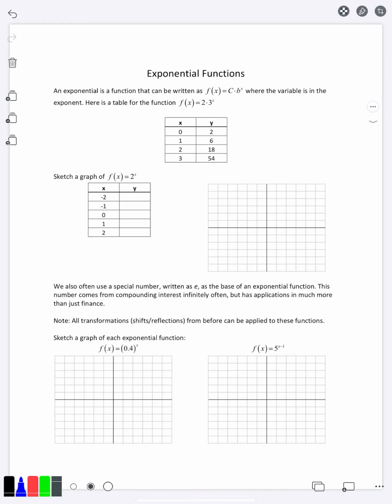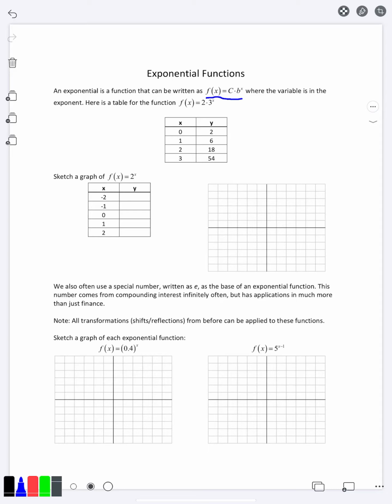In this video, we're going to learn about exponential functions. So an exponential function is when we can write it as some constant times a number b raised to the x power. So the idea is that when our variable is in the exponent, that's going to be an exponential function. Now when you have exponential functions, they behave very differently than some of the ones we've seen before.